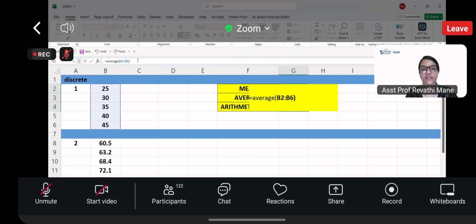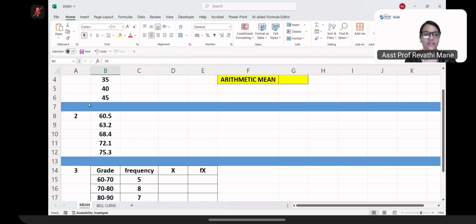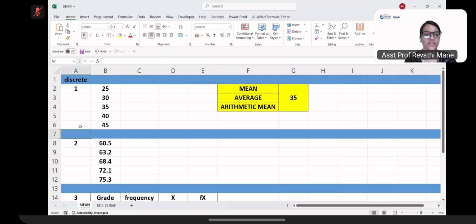Then you will get the mean, which is 35, right? Which was the same when we calculated it manually. So you can calculate it using other numbers also. You can easily calculate in Excel. One more data set I have here, the second one, where the data is continuous data.